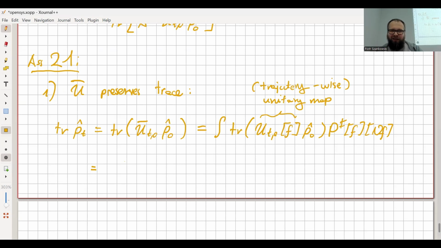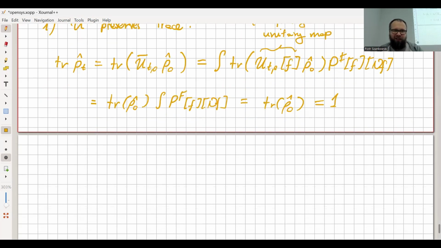So we have trace of rho 0, and the probability distribution is normalized, so it's just trace of rho 0, which is 1, by the way. So this is good, it's trace preserving.